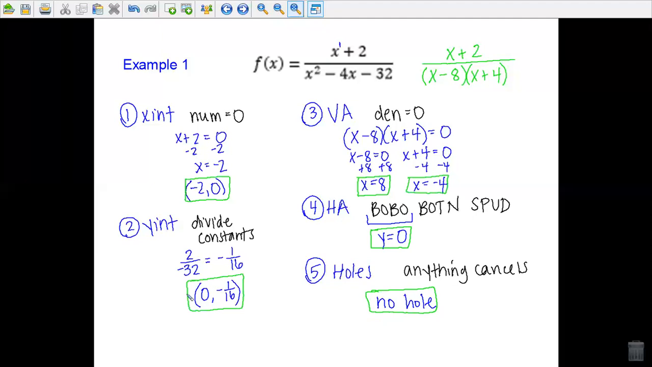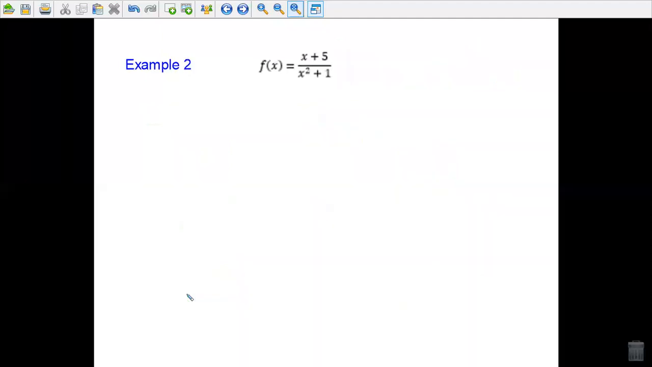And the more you do it, the quicker it's going to get because it's the same steps every single time. All right, so we got 3 examples, 2 more. For the next one, the first thing we're going to do is factor if we can. So for this one, x plus 5, I can't do anything with.